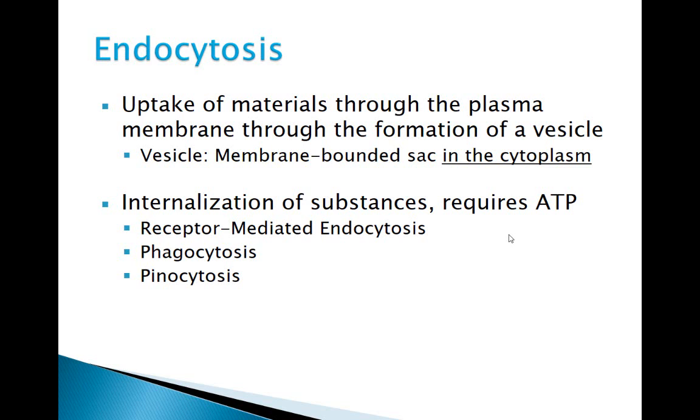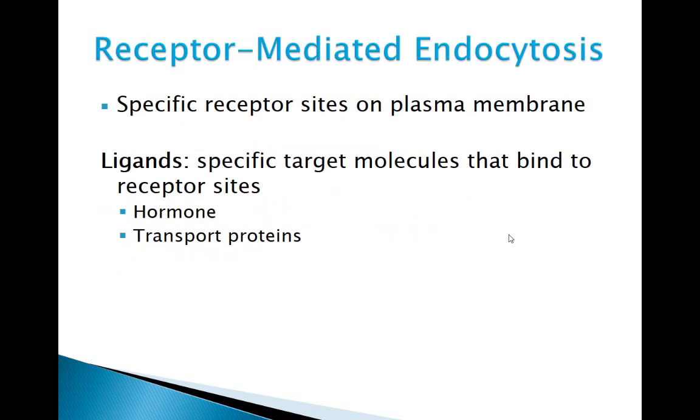So when we look at endocytosis, bringing things into the cell in the formation of a vesicle, I want you to understand that a vesicle is a membrane-bound sac, basically like a small plasma membrane sac. And this does require energy to move things back and forth via endocytosis. The first one that we'll look at is receptor-mediated endocytosis. And this one is very specific because it has very specific receptor sites.